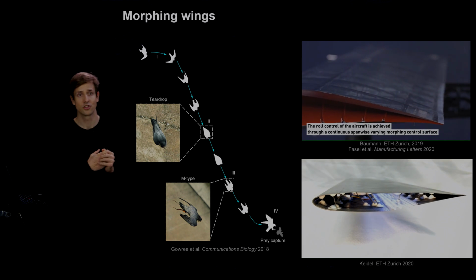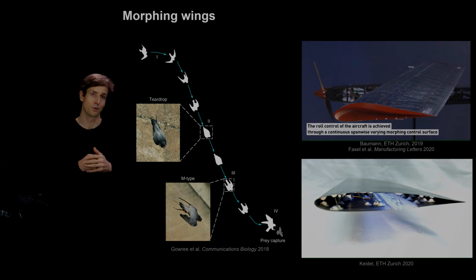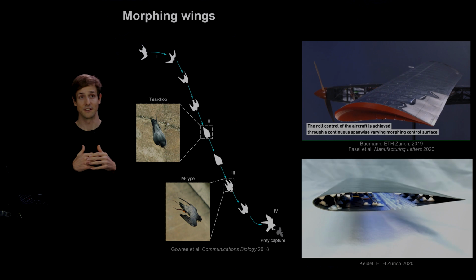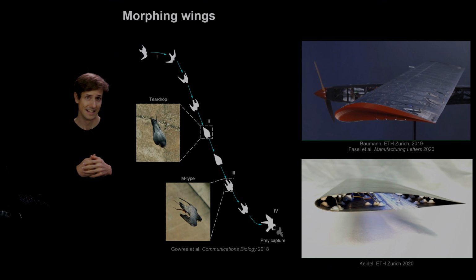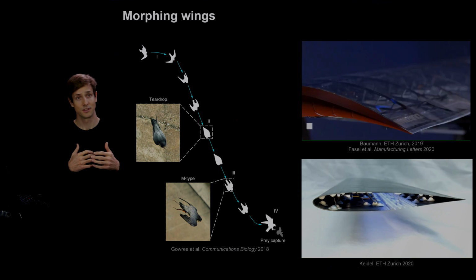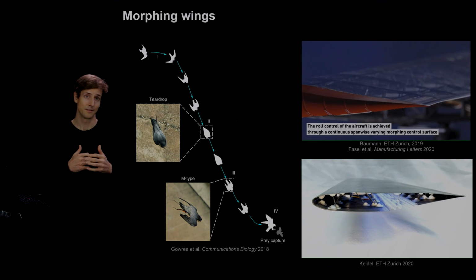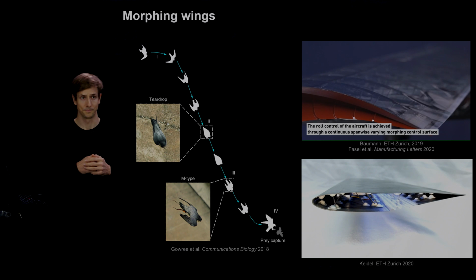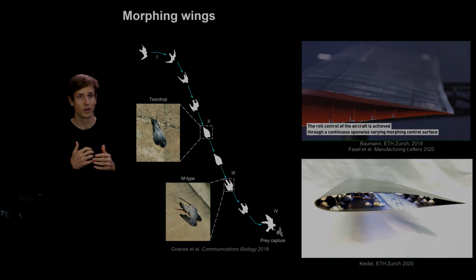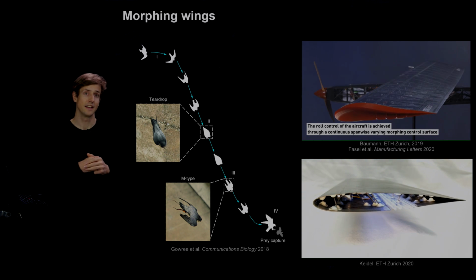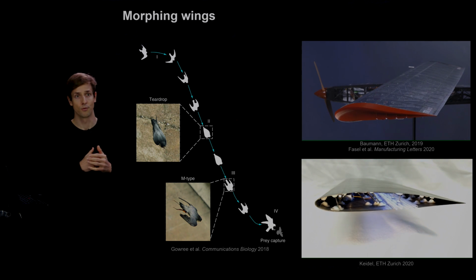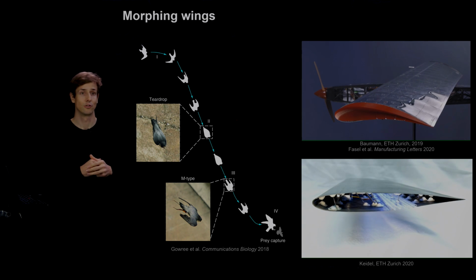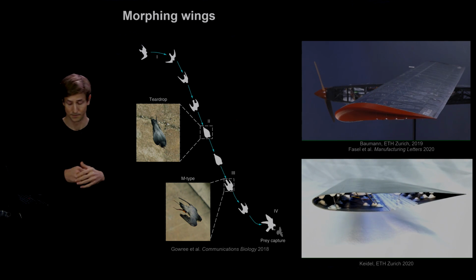And one main challenge of developing morphing wings is that they are inherently flexible. So there is a tight coupling between the structural and the aerodynamic response. And that's pretty difficult to model, and especially also to control. So the goal is here to find accurate and efficient models for morphing wings that are then also suitable for control.